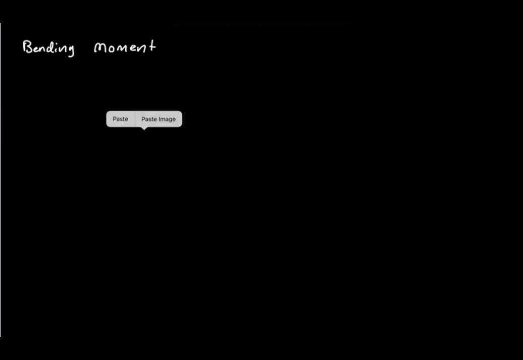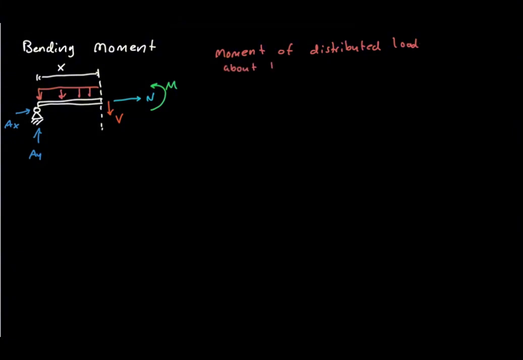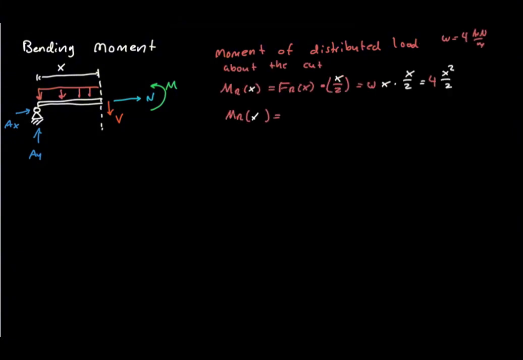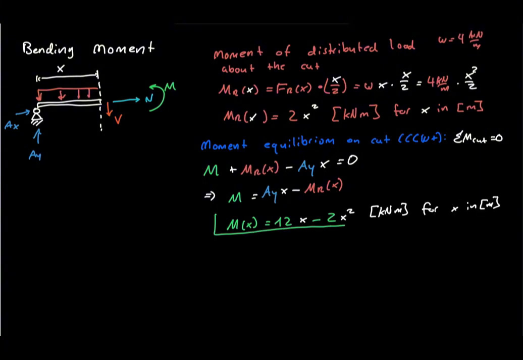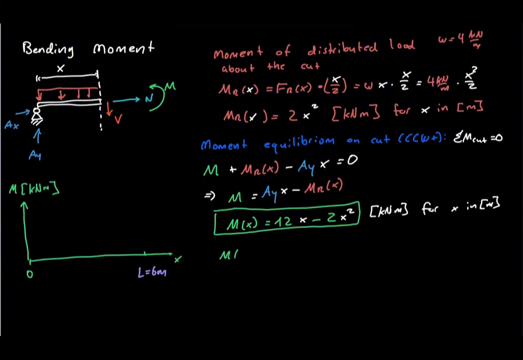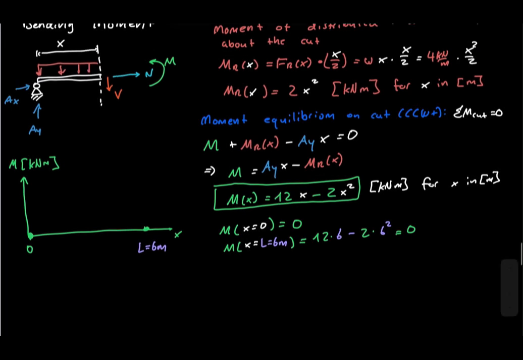Now we determine the bending moment. The equivalent distributed load acts at the midpoint of the isolated segment, so its lever arm is x divided by 2. Applying moment equilibrium gives the bending moment function equal to 12x minus 2x squared. Notice that the bending moment is 0 at both supports, exactly as expected for a simply supported beam.